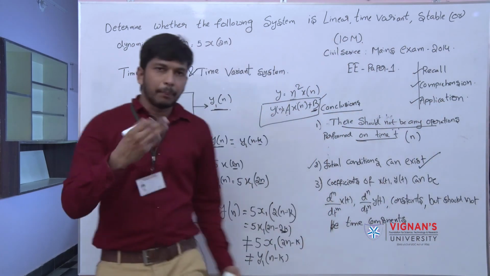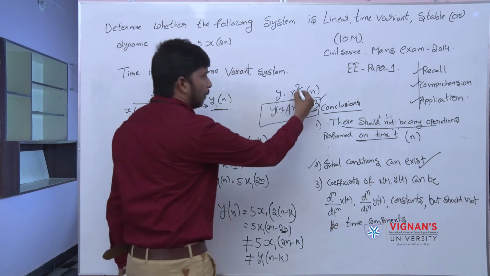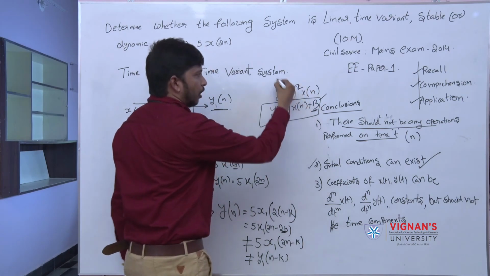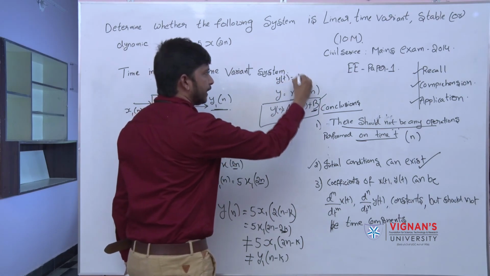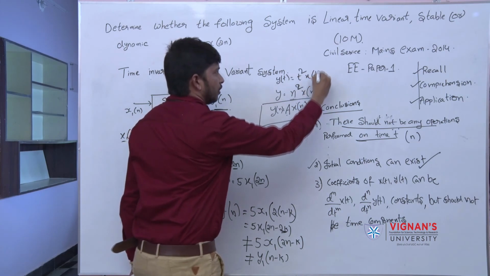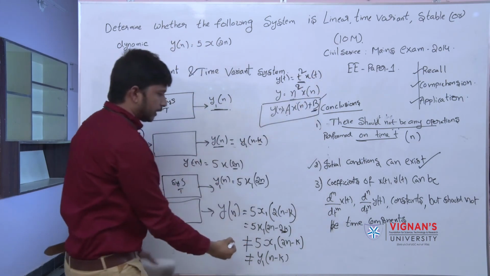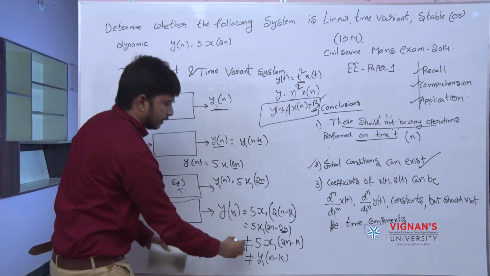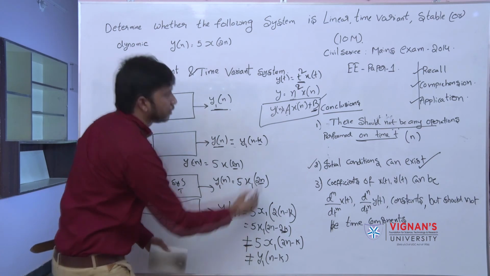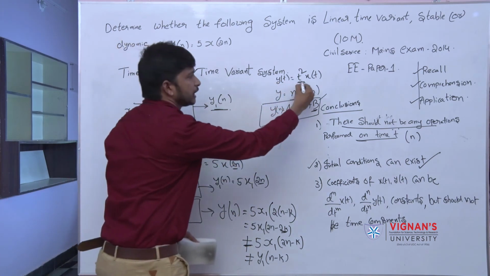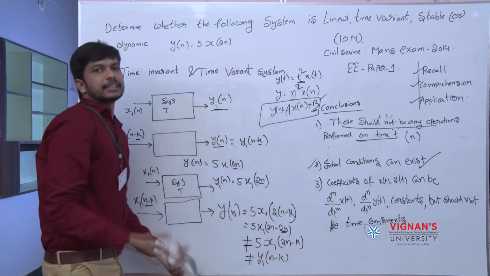Okay. So if the operation is performed on n, or if the operation is performed on t, then if you follow the method, you will not get the same output. If an operation is performed, then you will get a time variant system.